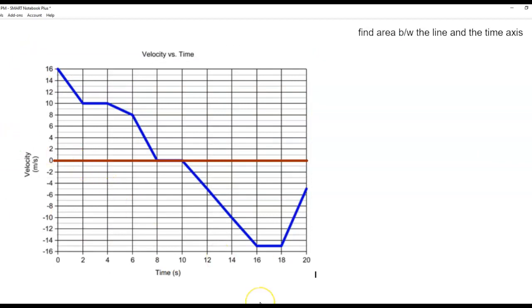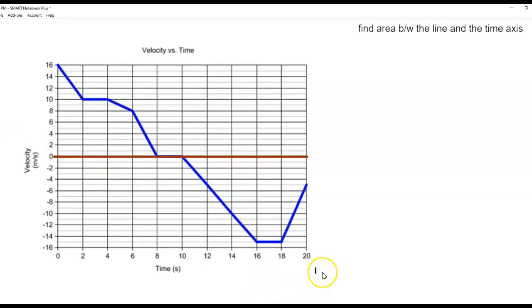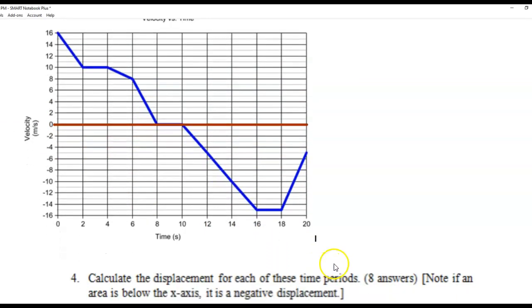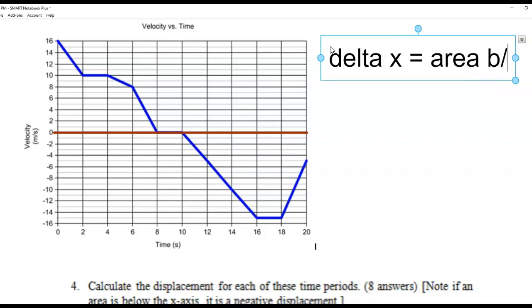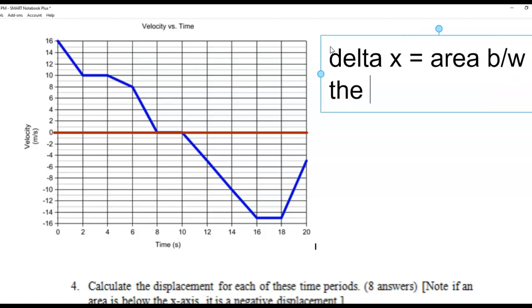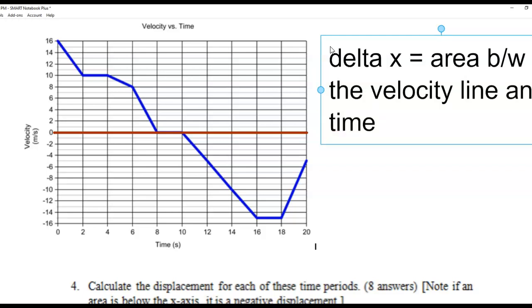The next one asks you to calculate the displacements. So calculate displacement for each of these time periods again. So we're going to find the displacement. Remember the displacement, just kind of describing it, the displacement, or delta x, is equal to the area between the velocity line and the time axis. So I'm going to draw that in to help you kind of visualize what I mean by that.